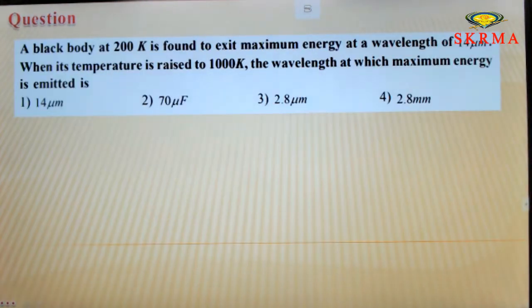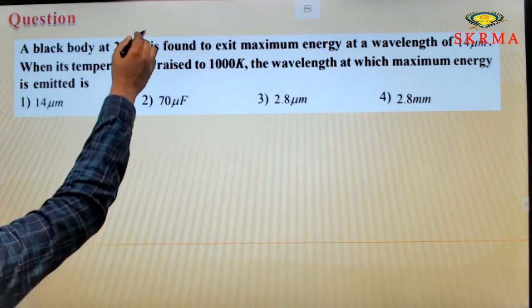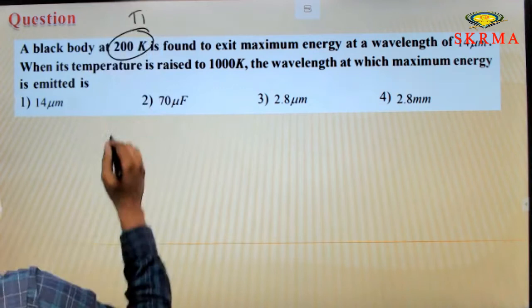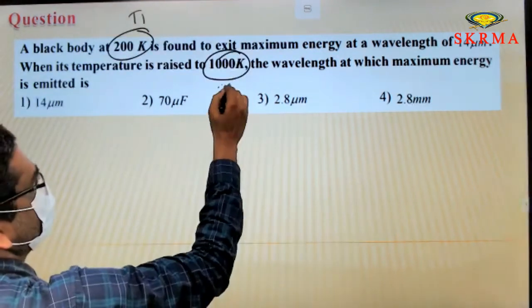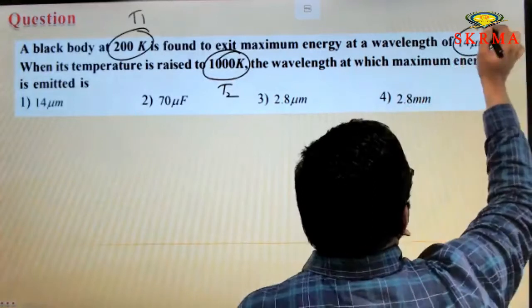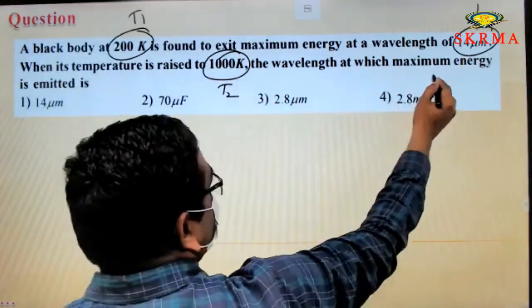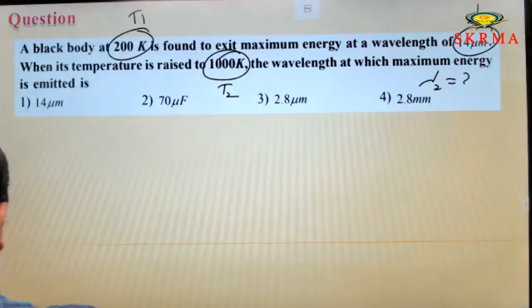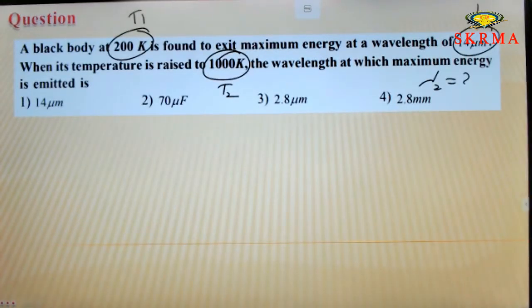Next one. A black body at a temperature 200 Kelvin is found to emit maximum energy at a wavelength 14 micrometer. When the temperature is raised to 1000 Kelvin, the wavelength at which maximum energy is emitted is. What is the relation between temperature and wavelength? So this is the temperature T1. This is temperature T2. Here wavelength lambda 1. We need to calculate lambda 2. So lambda 2 is how much? What is the relation between temperature and wavelength from Wien's displacement law?